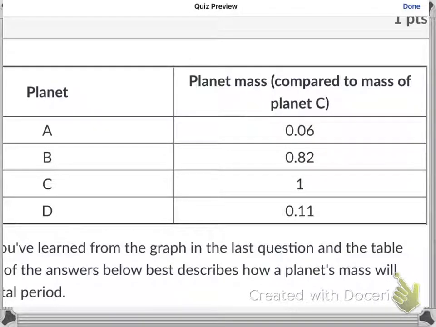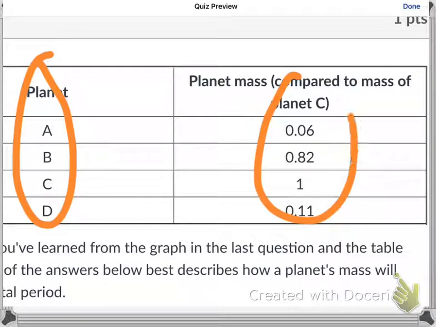And then finally, the last question has a table, which again ranks the planets, or at least lists the planets, and their respective masses. And you're supposed to draw a conclusion based on that data.